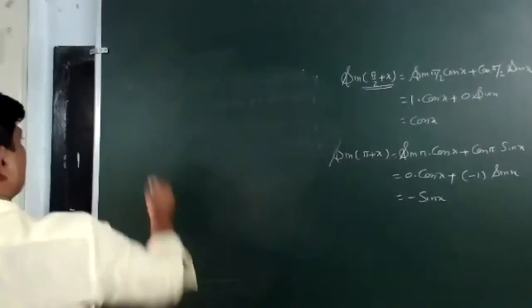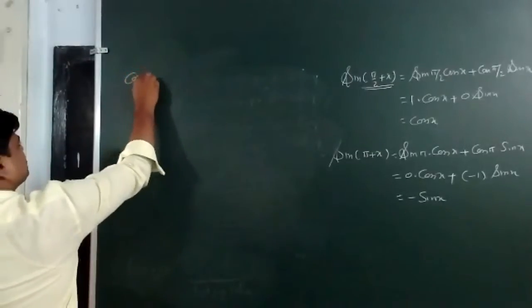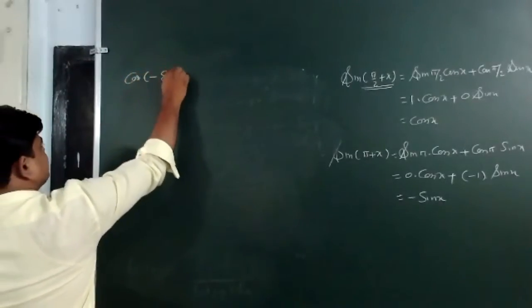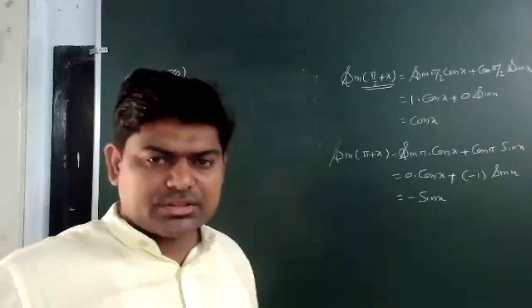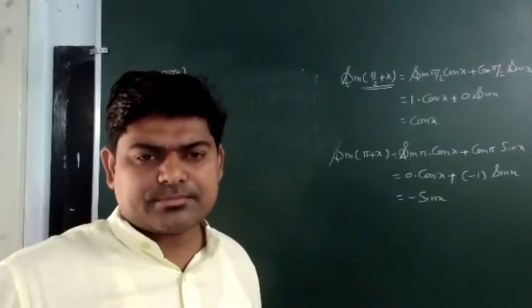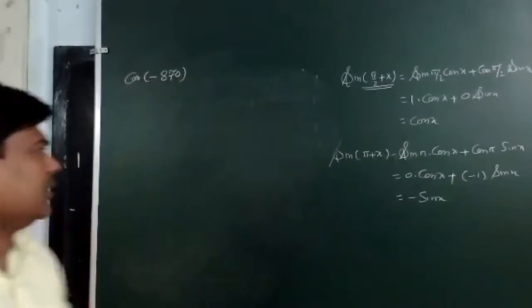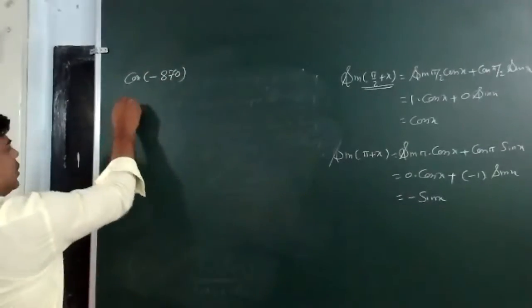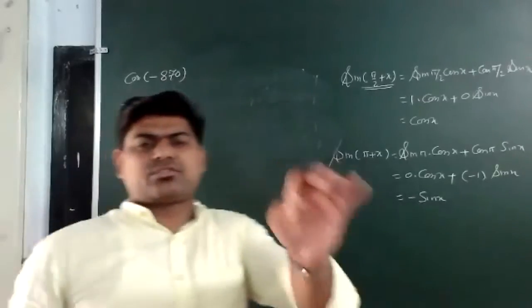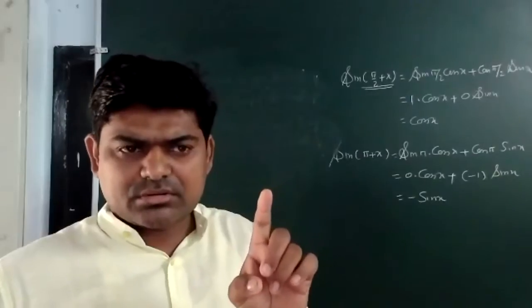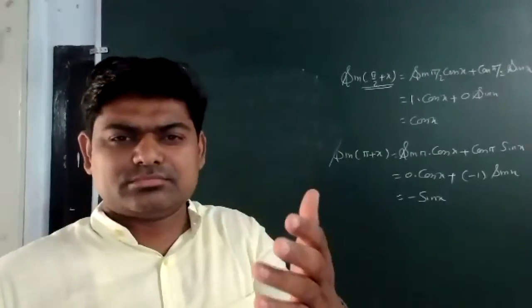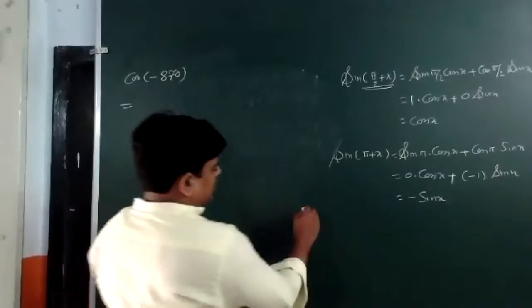We have to find the value of cos(-870). This is the question. Now, let me tell you one thing. As we are learning, cos(-theta) is cos theta. It was told to you at the start of the days. If you don't remember, then let me tell you again.